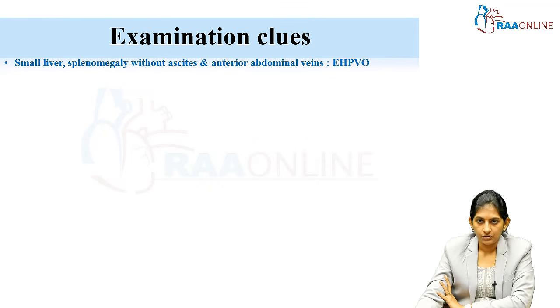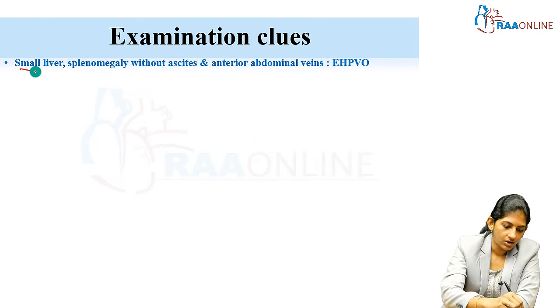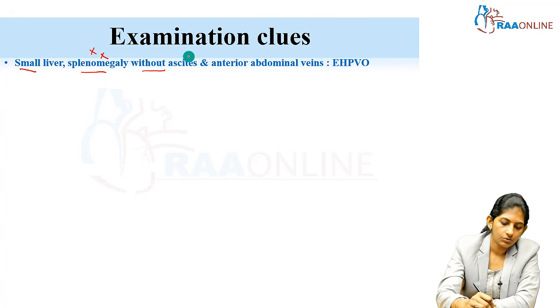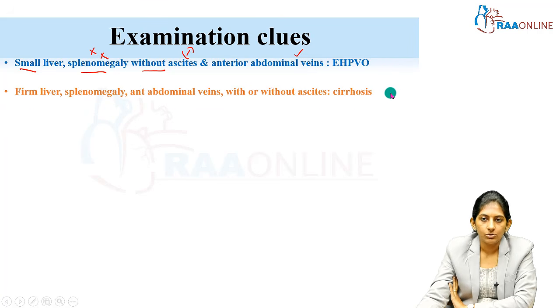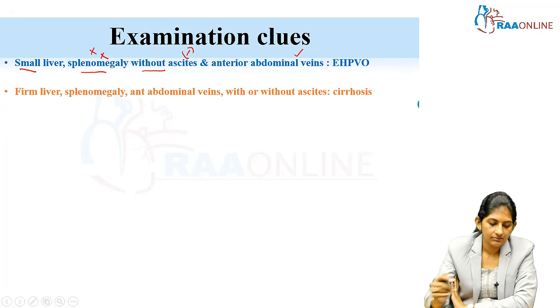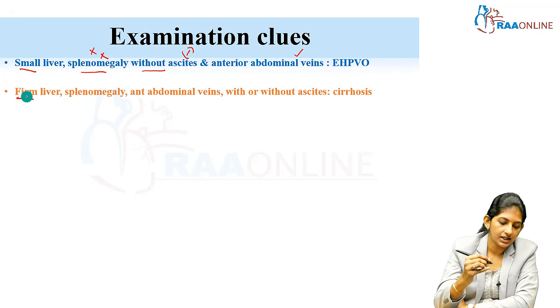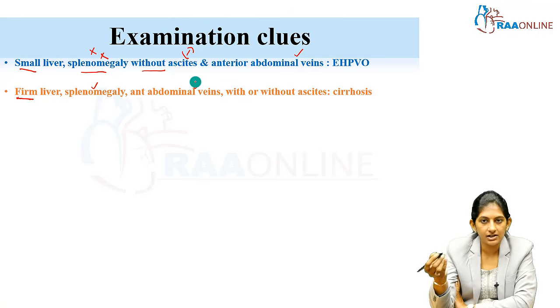So, examination clues. In EHPVO, liver will be small, splenomegaly will definitely be present, there is no ascites, ascites is absent, and you can see the collaterals. If this is the picture, it is EHPVO. What about cirrhosis? In cirrhosis the liver is firm, right? Splenomegaly is present. Anterior abdominal veins, the collaterals are there. Ascites, mostly it is present.